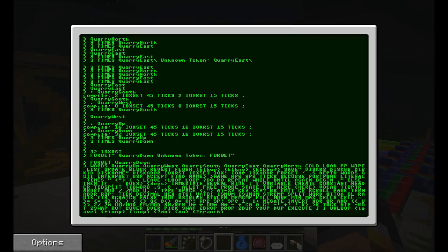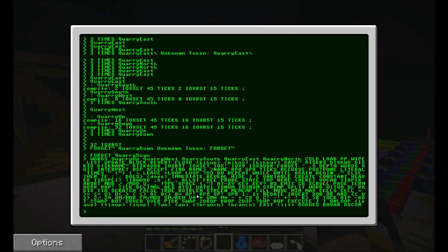A little note about the forget command: it will let you forget a word if you type the command wrong, because there's no way to go back and edit the command or the word once it's been created. But you can forget a word. Say you see the list now, and I did forget quarry north. That forgets everything. It will forget quarry east, south, west, and up if I tried to forget quarry north. So just be aware that it will forget everything after that command as well.